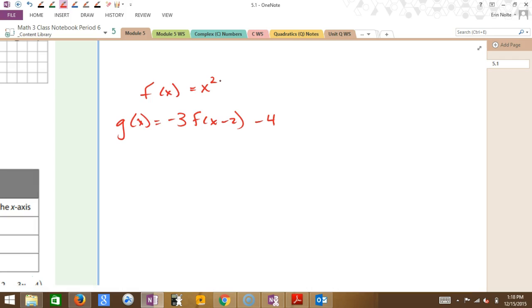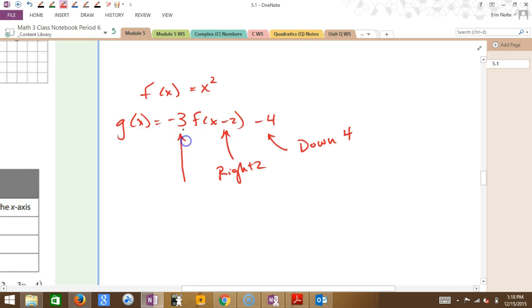What does x squared look like if I just graph that? Parabola, right? Goes right through the origin, right at 0, 0. Okay, so if I'm graphing the g of x, describe the transformation. What does the minus 4 at the end of the graph do? What direction? Down 4. Okay, so it's going to go down 4. Good, so inside right 2.